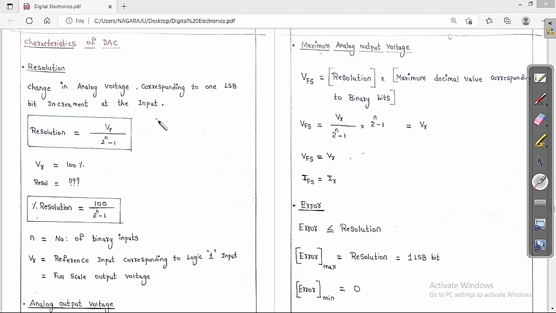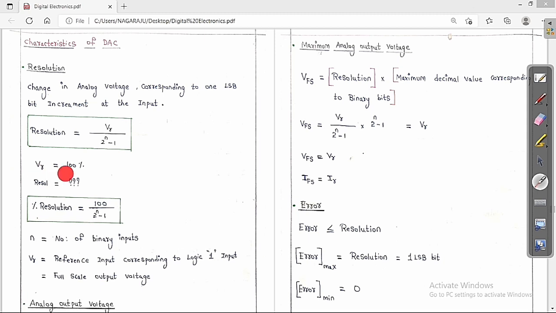So the change in analog voltage corresponding to one LSB bit increment at the input. If you increment the 1 LSB bit at the input, then the change in analog voltage is called the resolution. So the resolution formula is equal to VR by 2 to the power of n minus 1.